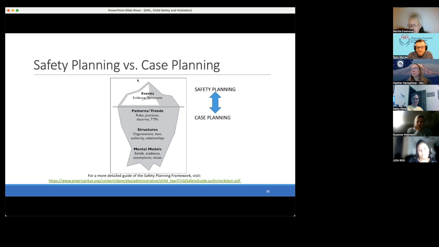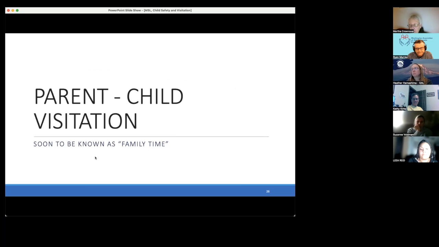Safety planning is just preventing those events at the surface level. It does not get down into the deeper issues. And that's where we are.